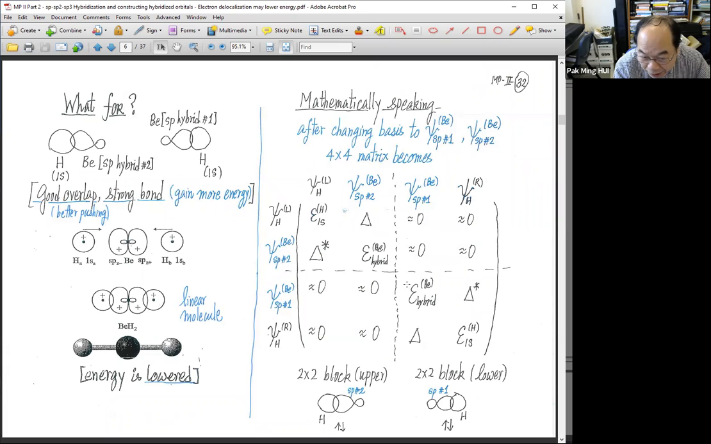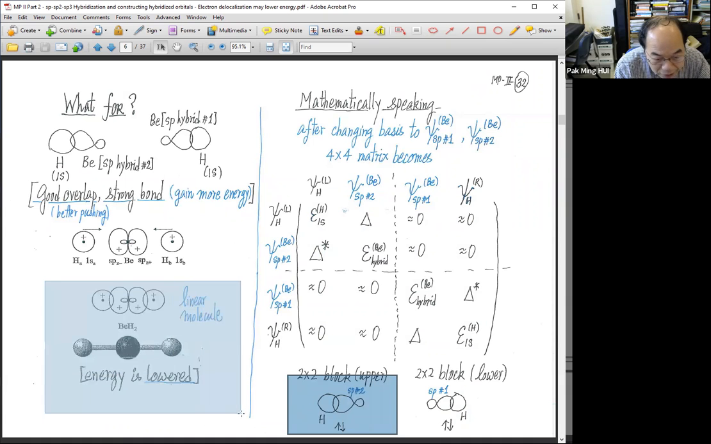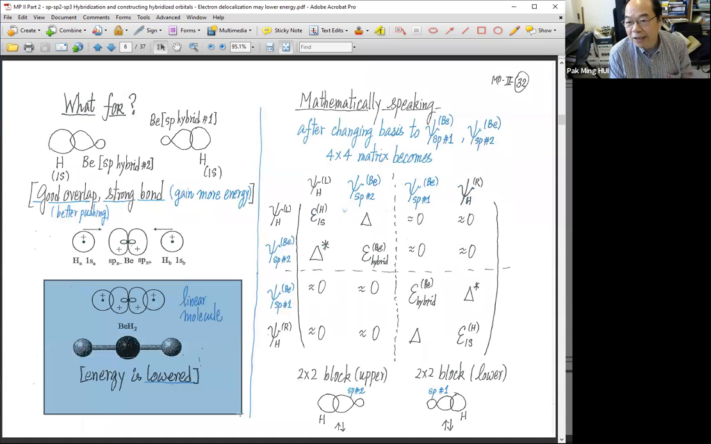Okay? So this block is this quantum mechanics story. This block is this quantum mechanics story. The whole story becomes this story. And then we understand BeH2. Okay? BeH2.